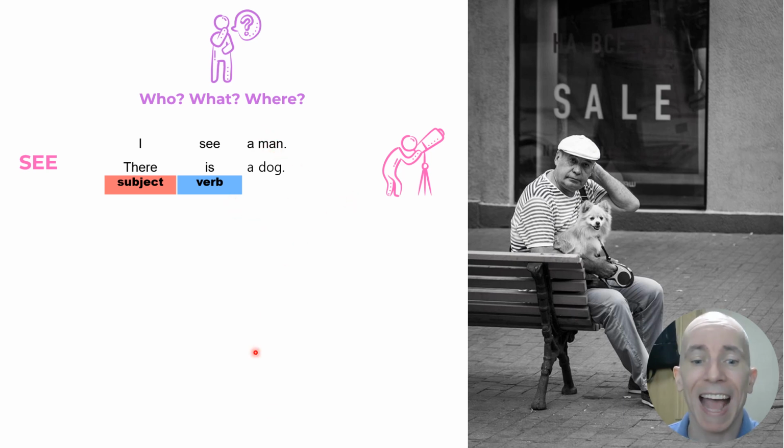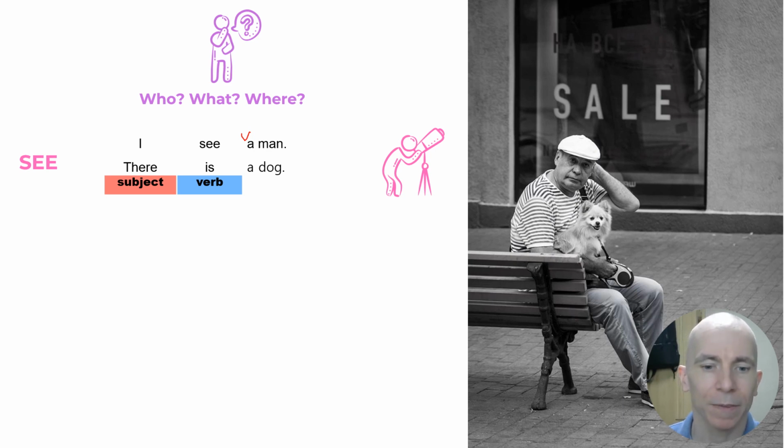If you can add some adjectives, that's even better. I see an old man. I see a cute dog. But the basic is talk about all the things you see. There is a window. There is a bench. I see a man. I see a dog. Talk about what you see.